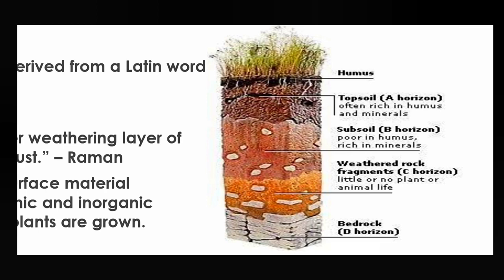The topmost layer is made up of humus. Humus is the part of plants and animals, that is, the dead bodies of plants and animals decomposed and mixed with the soil. The decaying, decomposed parts of dead bodies of plants and animals are called what? Humus. Clear?